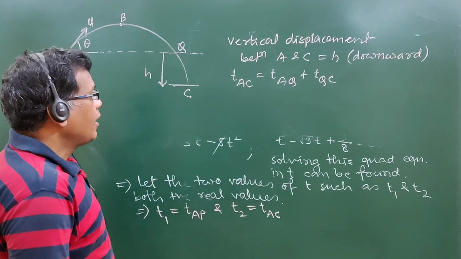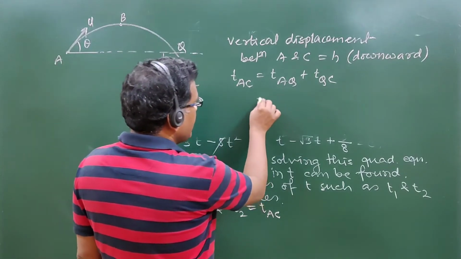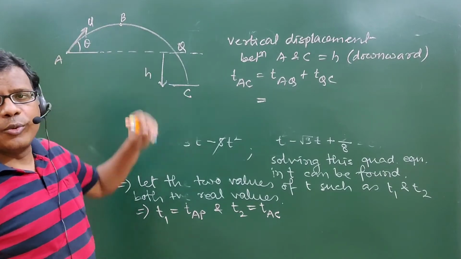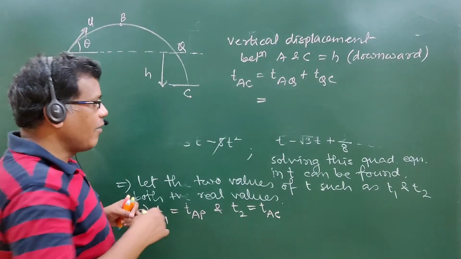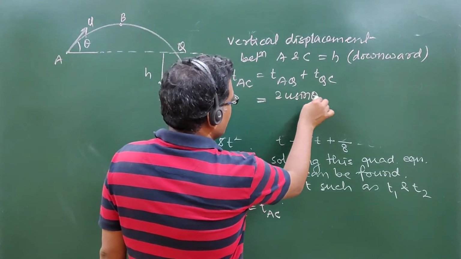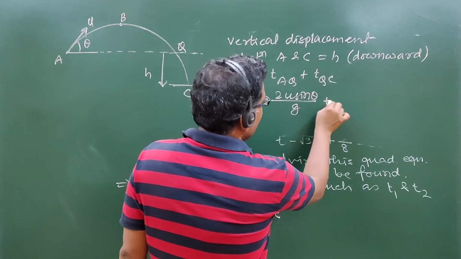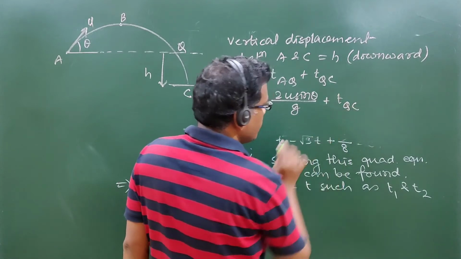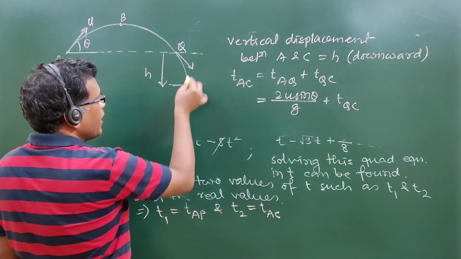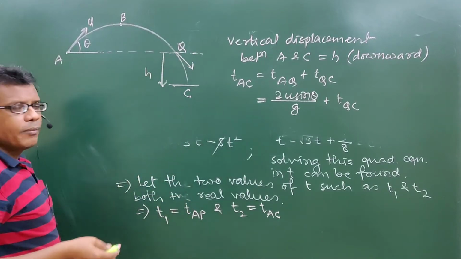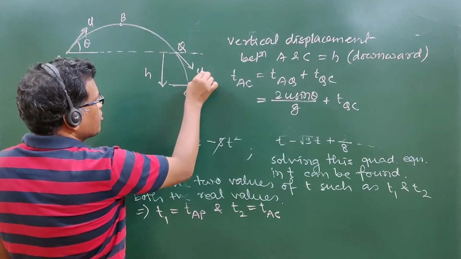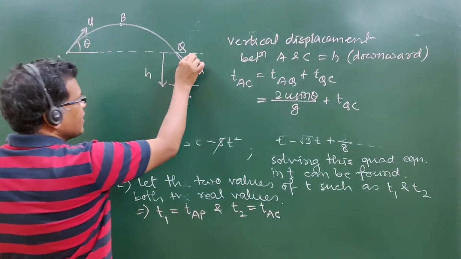Got my point? If you write it in this way, TAQ is that part of the projectile where A and Q both are on the same level of projection. So you can directly write this as 2u sin theta by g, and this additional TQC you can find out. For that, Q will be the initial point to get the time from Q to C. Because this value is u, this will also be u. Because this angle is theta, this angle will also be theta.